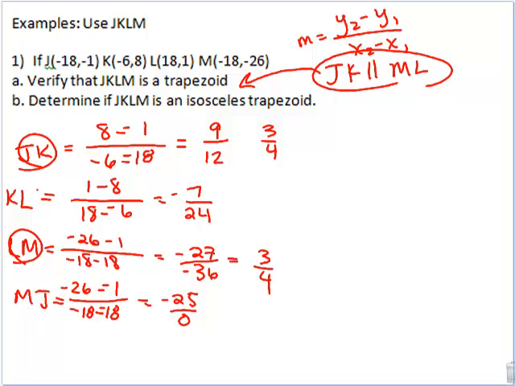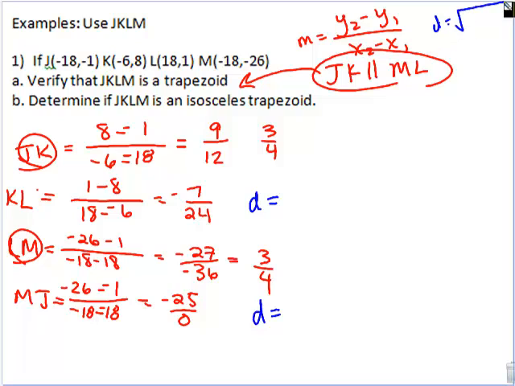So the second part is determine if we're an isosceles trapezoid. So we have two ways. We can check that the diagonals are congruent, or we can check that the two sides that aren't parallel are congruent. Which way would you like to do it? Two sides that aren't parallel. So the two sides that aren't parallel are KL and MJ. Okay, so we have to find the distance for those.